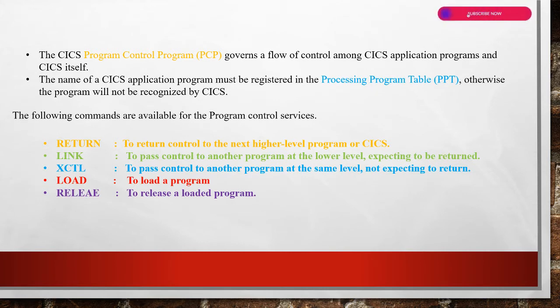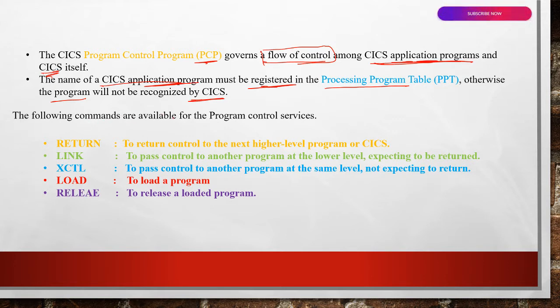The CICS program control program governs the flow of control among CICS application programs and CICS itself. Means PCP conducts the flow of control among the CICS application programs and the CICS region. The name of a CICS application program must be registered in the PPT table, means processing program table. Otherwise, the program will not be recognized by CICS.